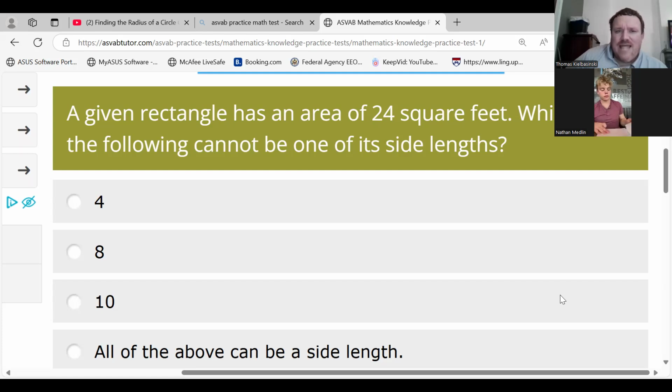So you have a rectangle. A given rectangle has an area of 24 square feet. Which of the following cannot be one of its side lengths? All right, let me just draw it. 8, 10, 8 or 10, or is it just all the above can be a side length?